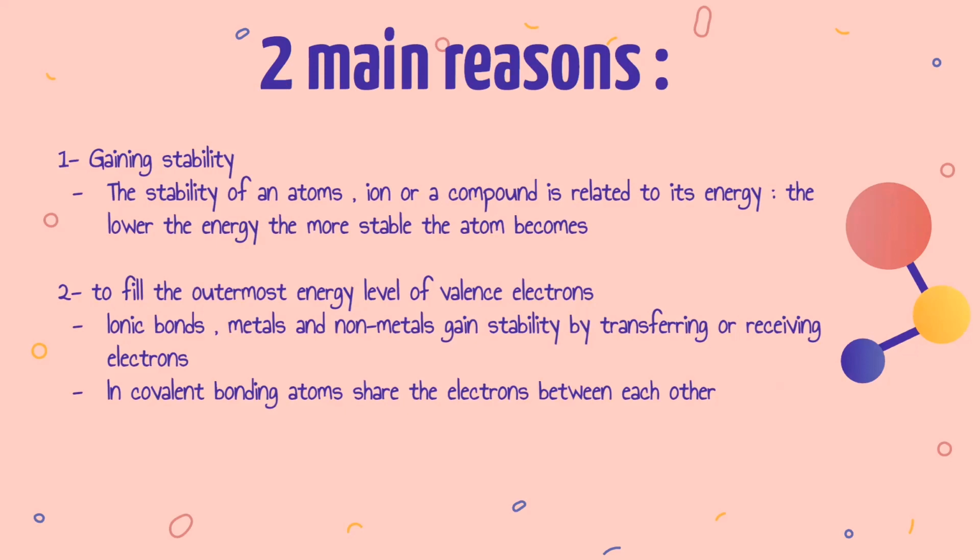And as we all know, some elements in the periodic table are very unstable, and they tend to bond with whatever they can to form an octet, or to fill the outermost energy level of valence electrons. Ionic bonds, metals and nonmetals gain stability by transferring or receiving electrons. In a covalent bonding, atoms share the electrons between each other.